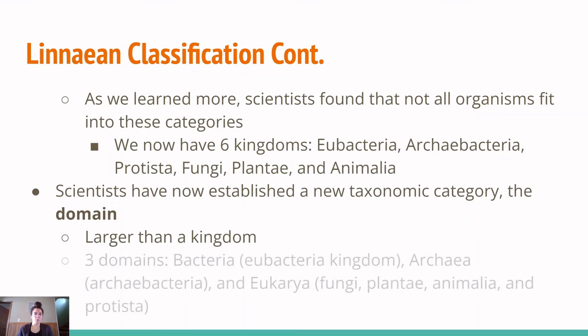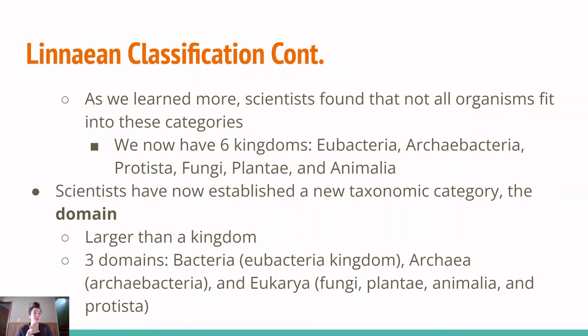So like we said, we started out with just 2 kingdoms. But as we learn more, as we discover new organisms, scientists found a lot of organisms that didn't fit into either being a plant or an animal. So now we actually have 6 kingdoms. We have eubacteria, archaeobacteria, protista, fungi, plantae, and animalia. Eubacteria and archaeobacteria are both prokaryotes. Those are all of our bacteria. So that's those 2. All the rest of these would be eukaryotes.